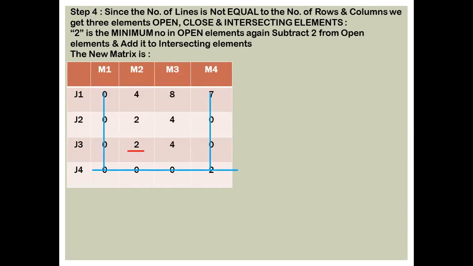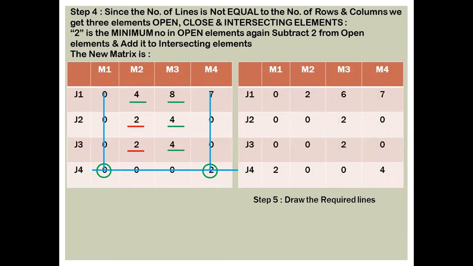So as you all can see, class, this was the matrix. 2 is the minimum number, which will be subtracted from the elements which I have marked in green and added on the circles which are the intersecting elements. So the new matrix in front of you will be like this. After subtraction, you see these numbers have changed and these two numbers have also changed. Now we can draw the lines, but before that, check class that in each row and each column there is at least one zero. So the condition is satisfied.